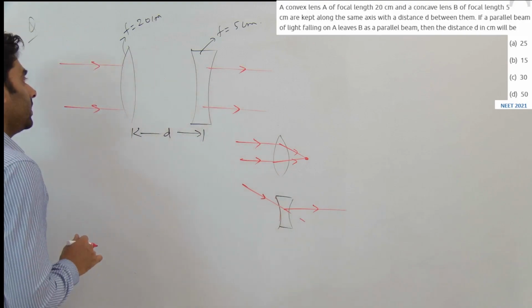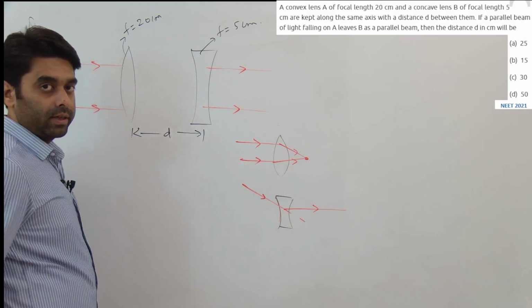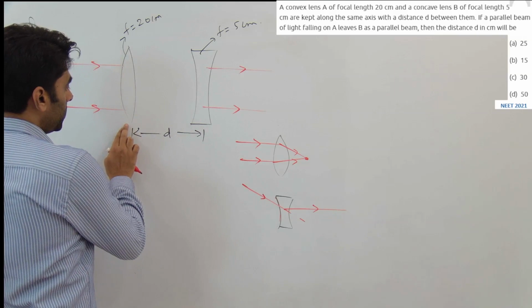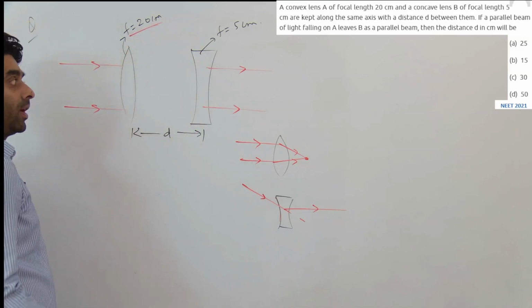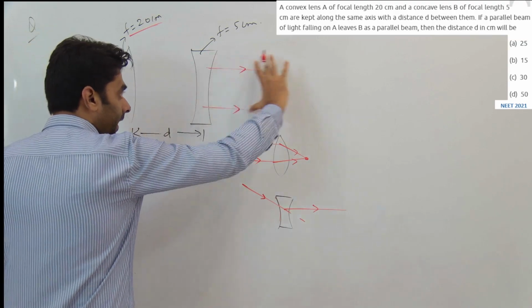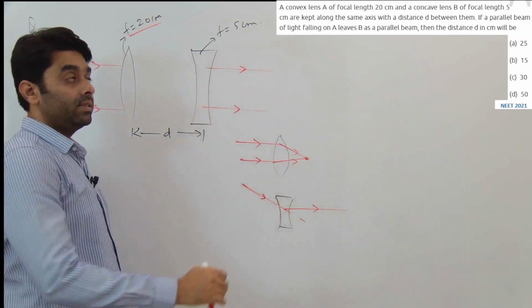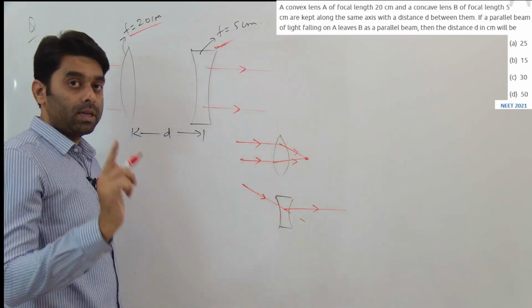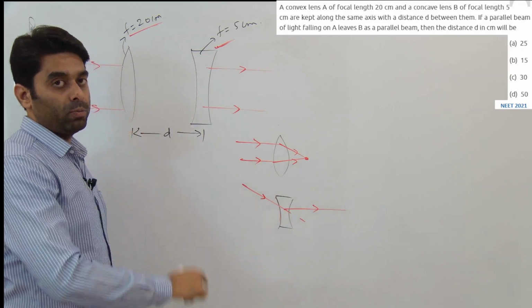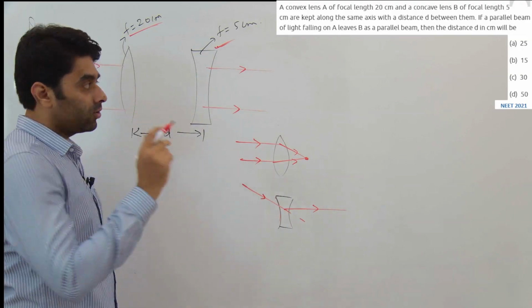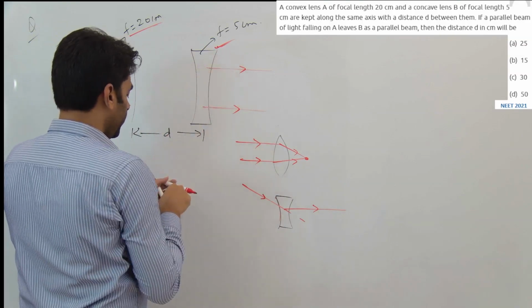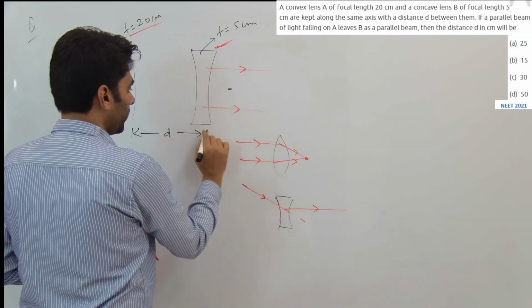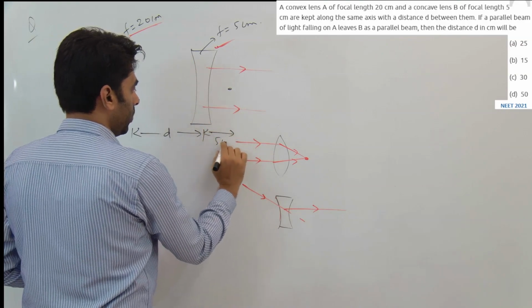That implies one thing. This is your parallel incident ray, so after refraction it must pass through the focus. The focus of this one, how much distance is it? 20 centimeter. And if light rays are coming parallel, the incident ray for this one must be passing or appearing to pass through the focus of this one. The focus of this is at 5 centimeter, on this side, it will be over here. 5 centimeter. Okay, well and good.